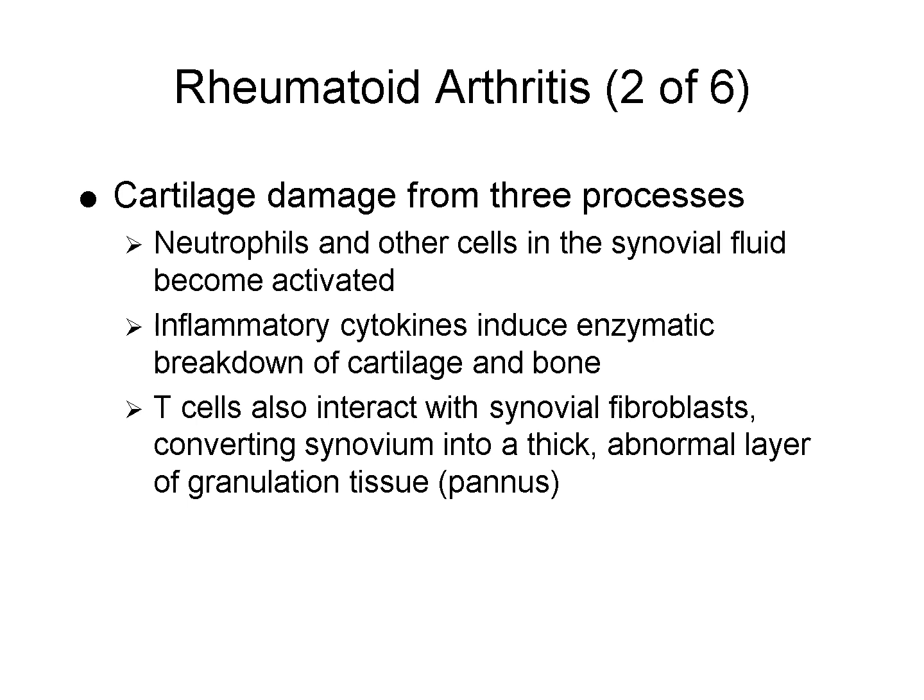Joint destruction in RA results from three main mechanisms: activation of neutrophils, cytokine-driven enzymatic breakdown, and formation of pannus, an abnormal layer of granulation tissue. T cells and fibroblasts also contribute to synovial thickening. These processes lead to irreversible damage if left untreated.